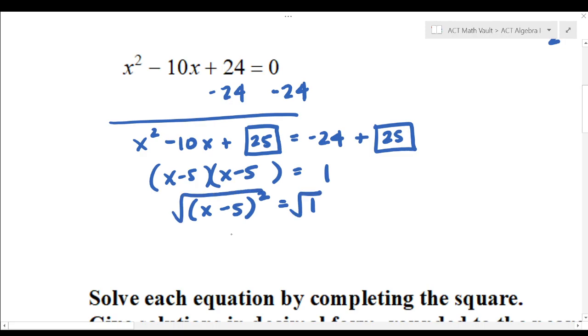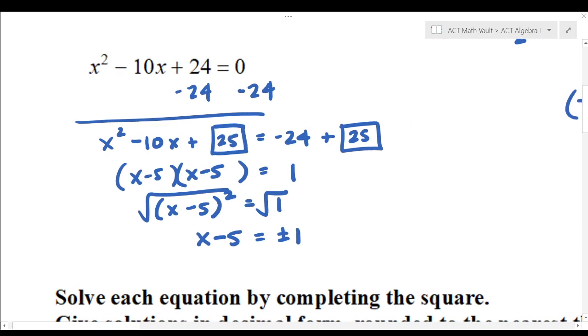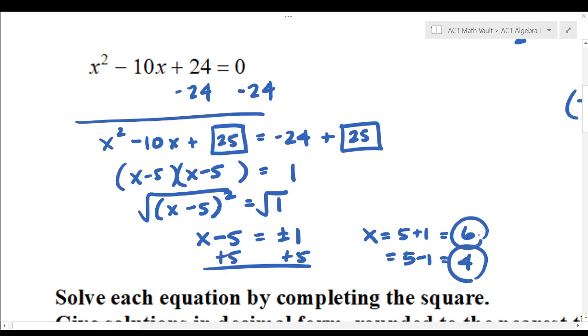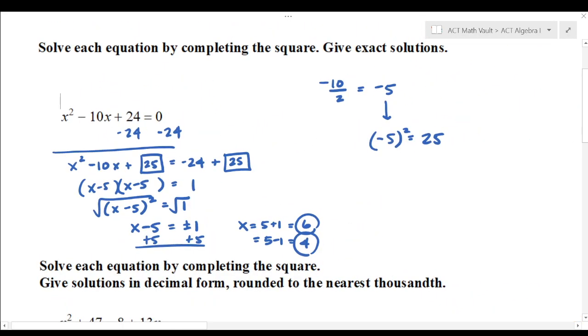So I'm going to do that, square root both sides. We get x minus 5 equals positive or negative 1. So this is pretty easy to finish. You just add 5 to both sides, and we get x equals 5 plus 1 and 5 minus 1. So we get a 6 and a 4. Now, you might be saying, well, hey, if I factored this, it would have been x minus 6, x minus 4. Yeah, so either way, you would get that 6 and 4 as your answer.